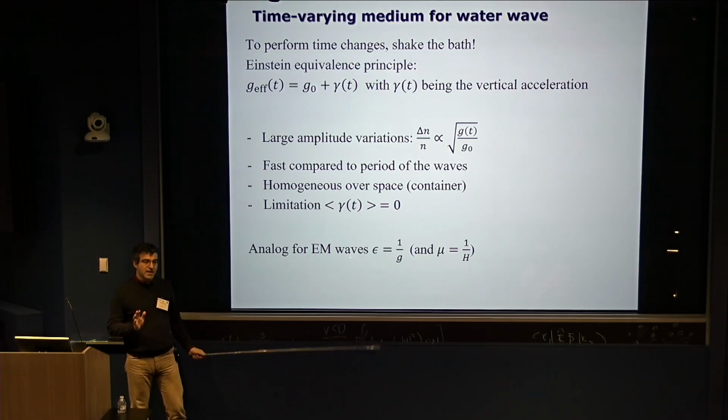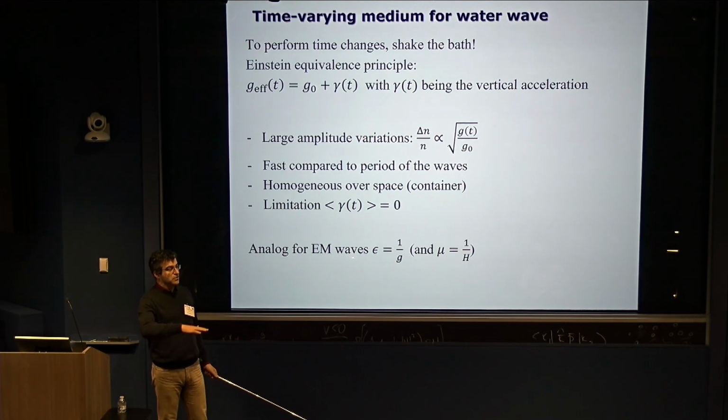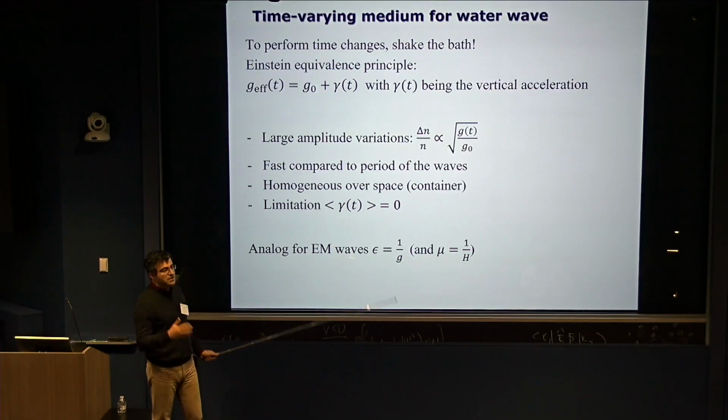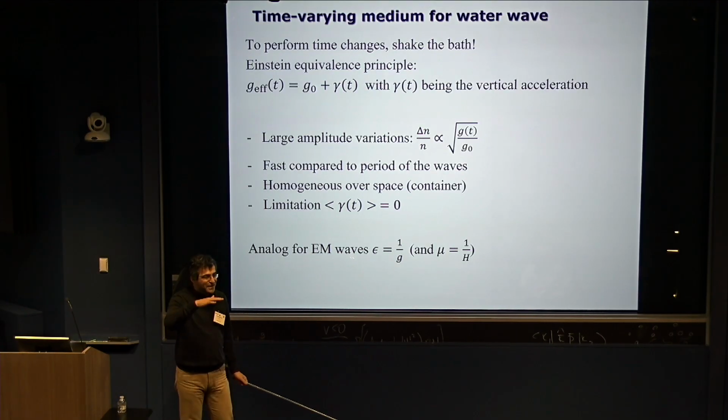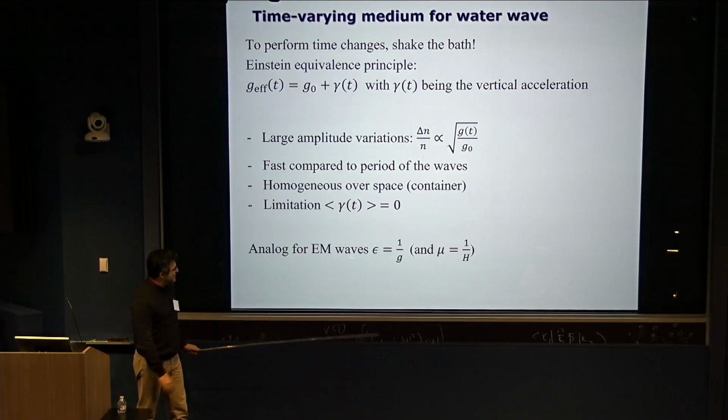If you do that, that can be a drawback, the fact that it's in the whole container, so the whole container is pretty homogeneous. And the limitation is usually when you do an acceleration, you need to have an average that is 0, most of the time.